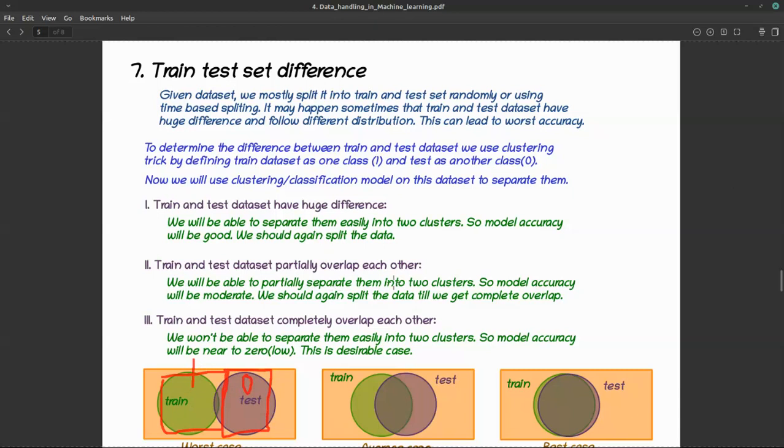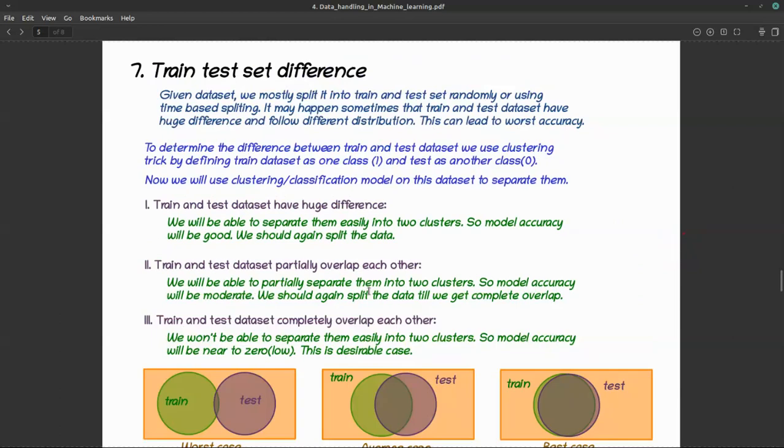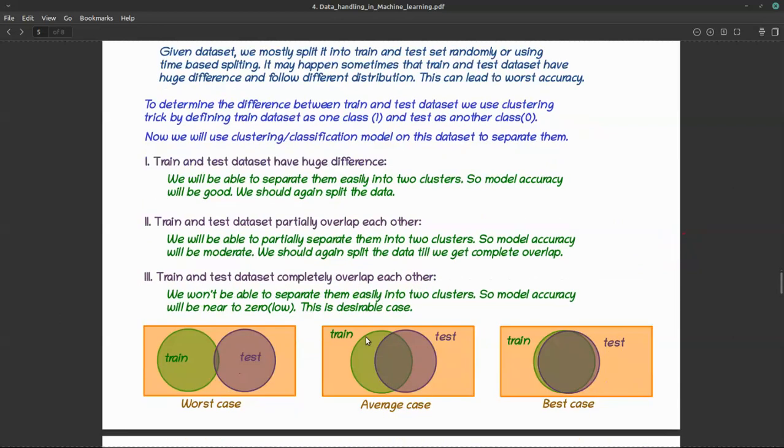Then if that model has an accuracy of 90% or, let's say, 95%, what is the meaning? Is it good or bad? Anyone? If my classification model is able to classify my train and test datasets very easily, it's bad, right? Because your train and test datasets are not overlapping each other. So if your classification model has high accuracy, you need to randomly split train and test again. If it is an average case, then you can go with it or try to improve it.